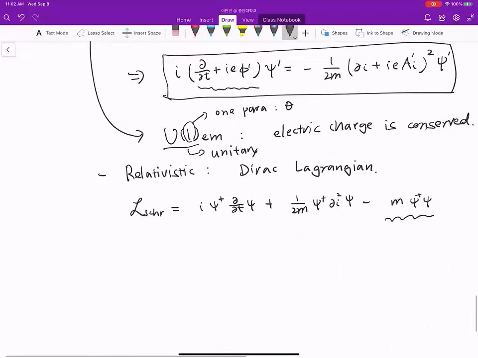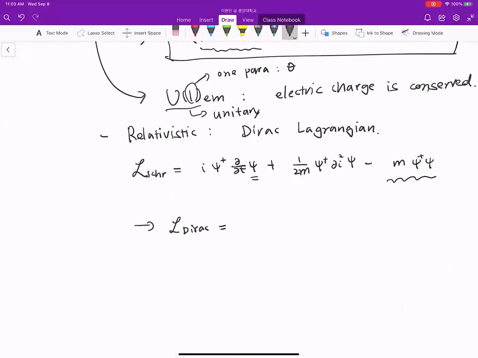But in principle, you can write it down in this form. And then the Dirac Lagrangian: in the case of Schrödinger, this psi is not a column, it's just a complex function. But in the case of Dirac, we are promoting the electron wave function to a column. It looks very similar, right? And there is this mass term, and psi bar equals psi dagger gamma zero.